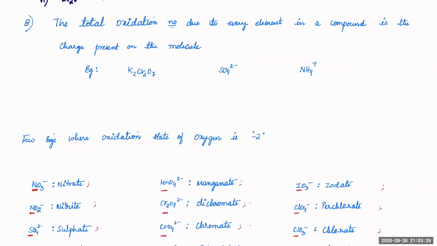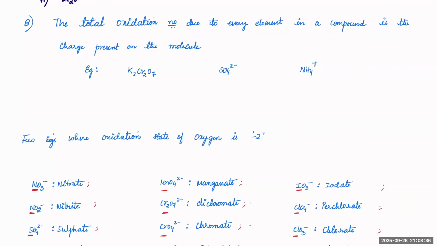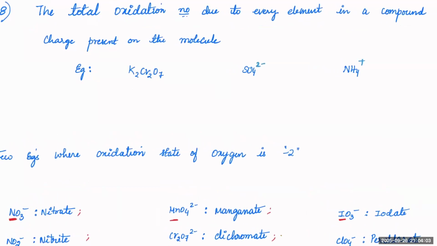The total oxidation number due to every element in a compound is the charge present on the molecule. This is a general rule. If you are unaware of the charge of an element, then you use the above rules and try to figure out its charge. Like I said, oxygen will commonly exist in the oxide form, which means it will usually take a minus 2 charge. So take that into account.